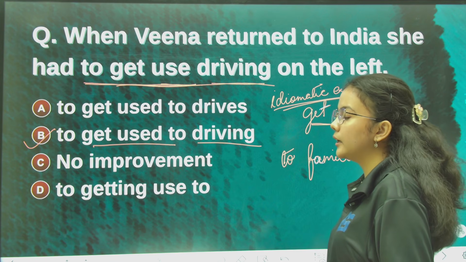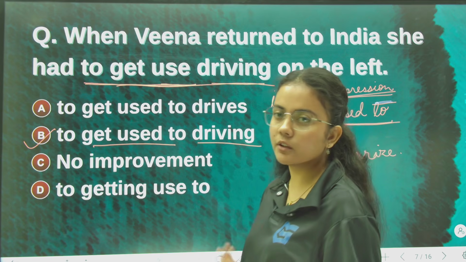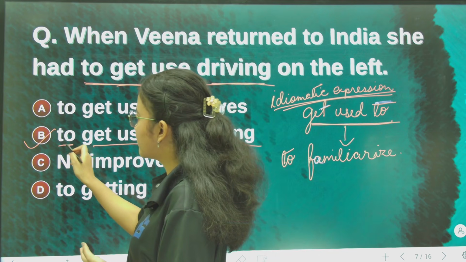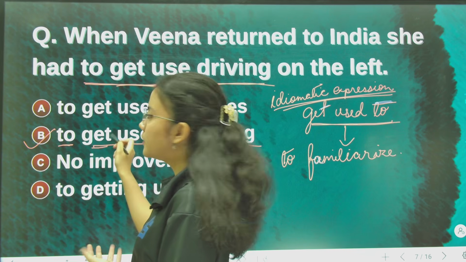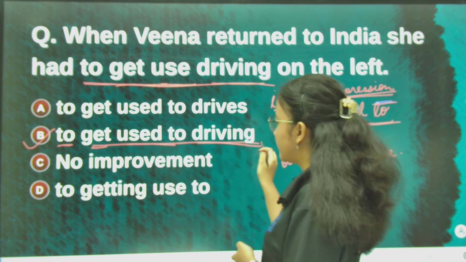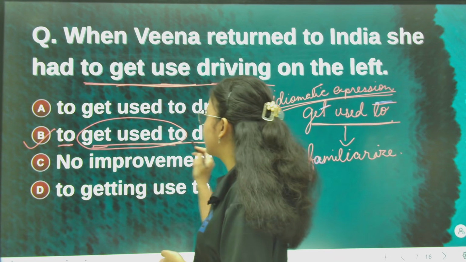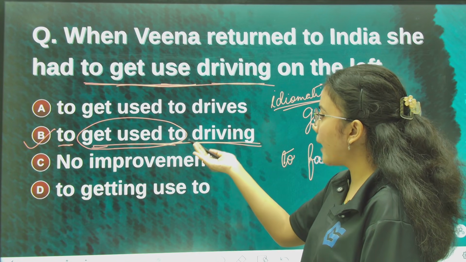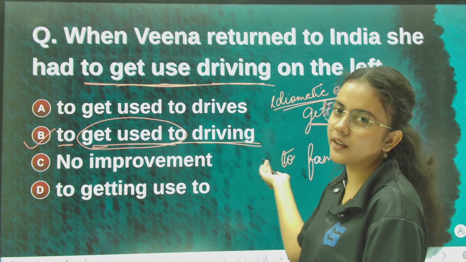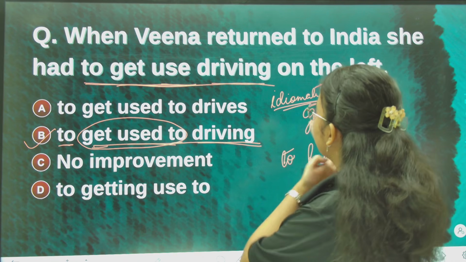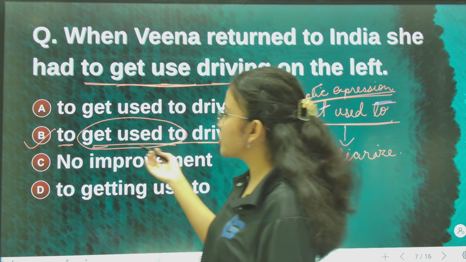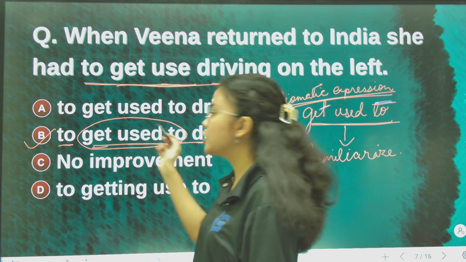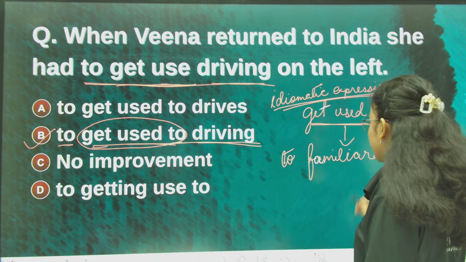Normally we write the -ing right after the verb, but since it is an idiom, in the idiom "to get used to" there is no -ing, but we write driving after that. To get used to means to habituate, to familiarize with driving on the left. So just remember the idiomatic expression. It's always "get used to", which means to familiarize, or to make it into a habit.